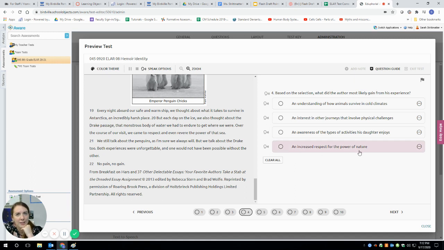Well, that's a little bit tricky because he doesn't talk about the power of nature in those exact words, but he does talk about the crazy, tall, strong, scary waves and about his amazement with the penguins. The waves and the penguins are both part of nature. So he also talks about how cold Antarctica is. So the best answer is D. The best answer is D because the author talks about the difficult journey, the penguins, and the cold of Antarctica. So that is the power of nature right there.